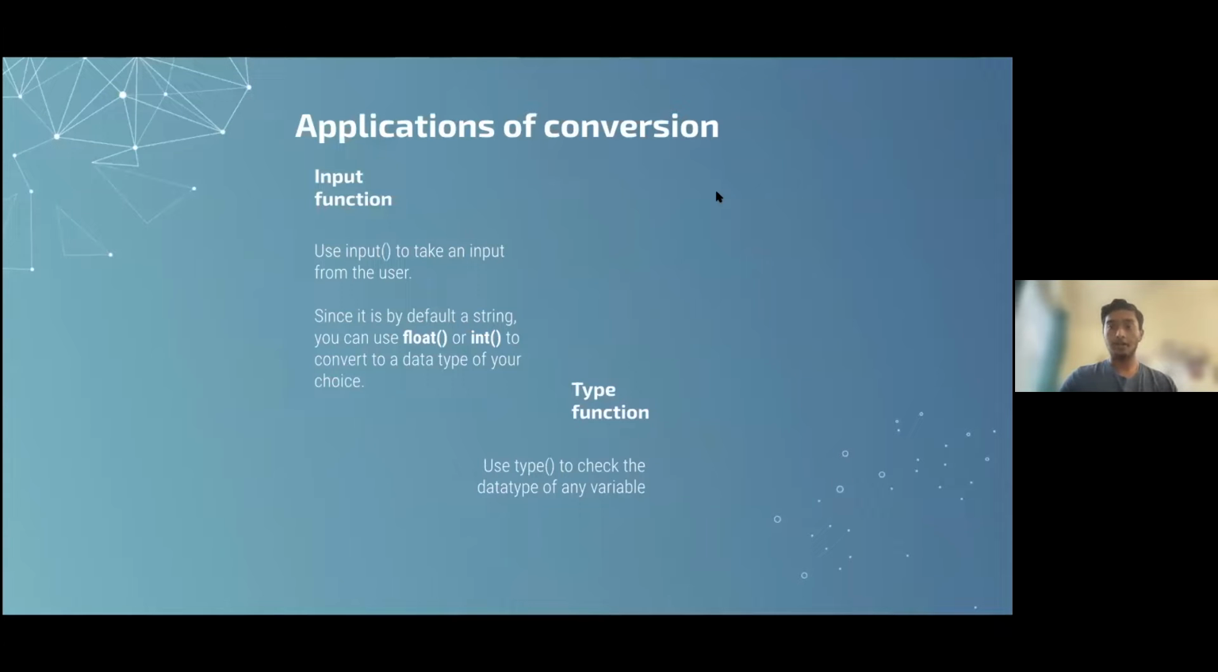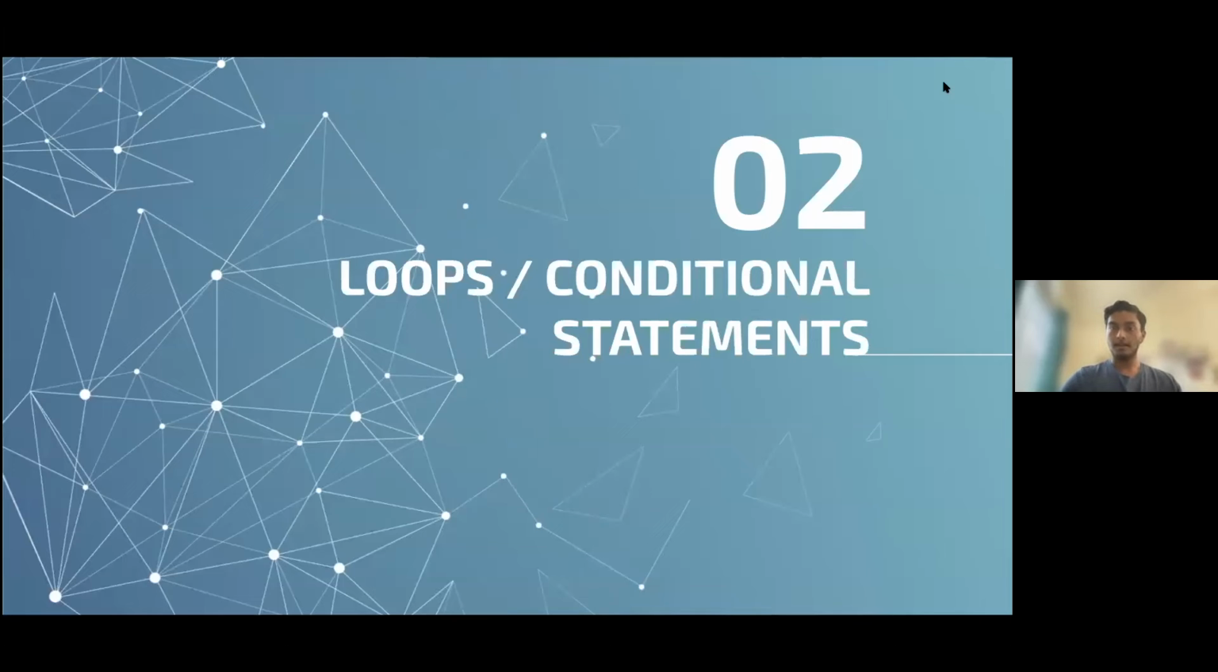So how do we convert from one data type to another? We use an input function to take an input from the user. Since it is by default a string, you can use the float function or the int function to convert to a data type of your choice. You can also use the type function to check the data type of any variable. Now, that was a quick overview on variable types. But next, let's go to loops and conditional statements, as for the actual logic of writing code.